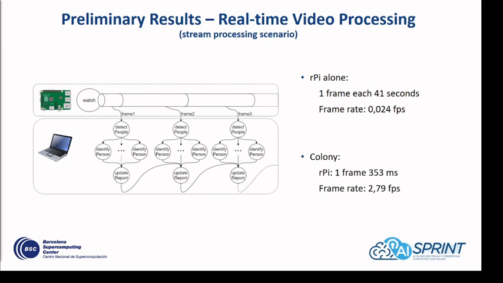When running the application sequentially using only the Raspberry Pi, the system took 41 milliseconds to process each frame. With Colony, the compute-intensive tasks were offloaded onto the laptop, leaving on the Raspberry Pi only the collection of the frame from the camera and its serialization to ship it to the laptop. In this case, a frame was taking only 353 milliseconds. Thus, Colony achieved a frame rate improvement from 0.024 to almost 2.8 frames per second.